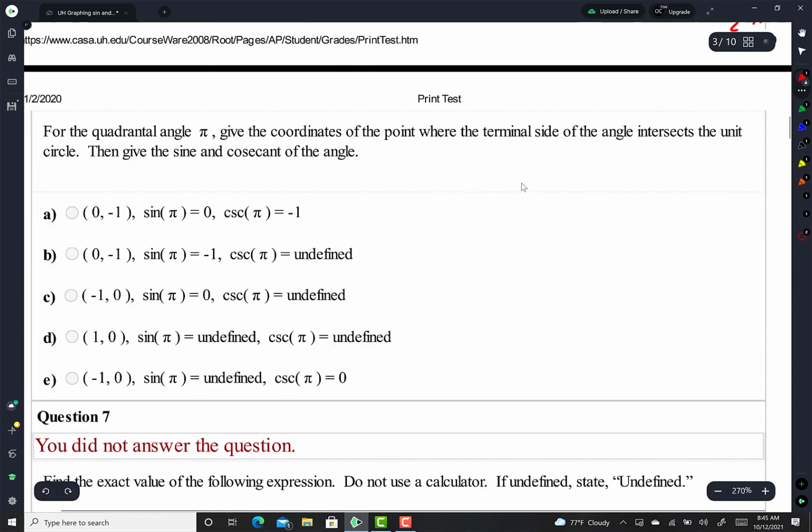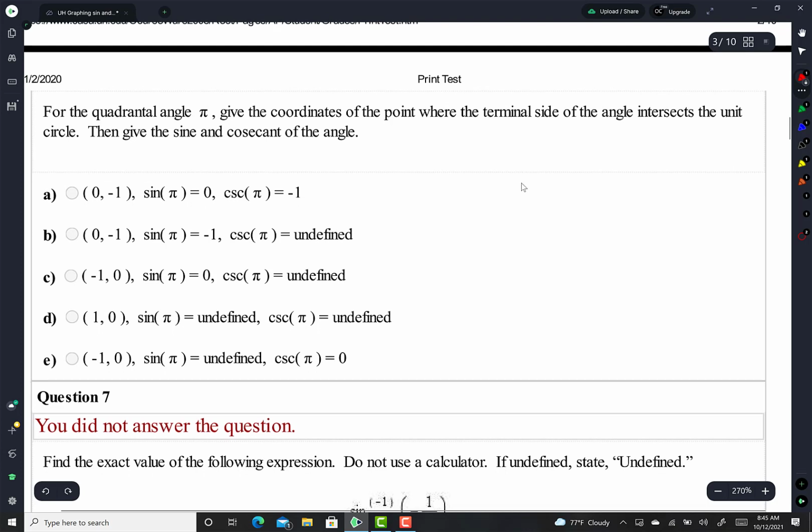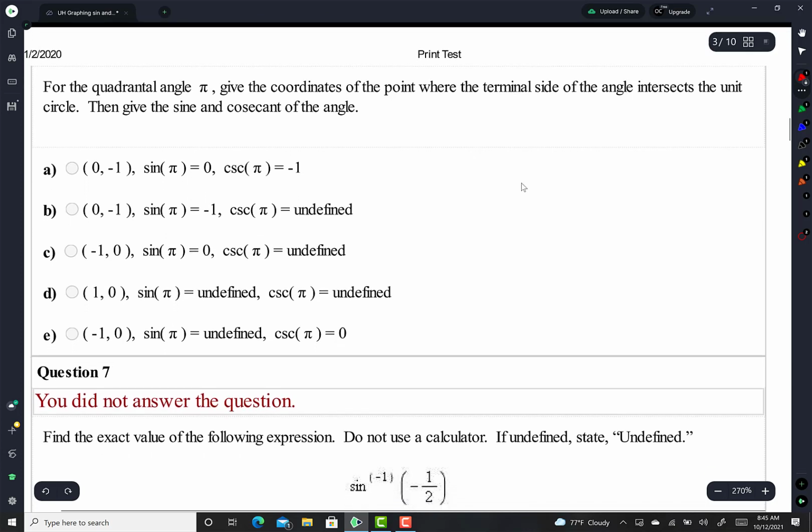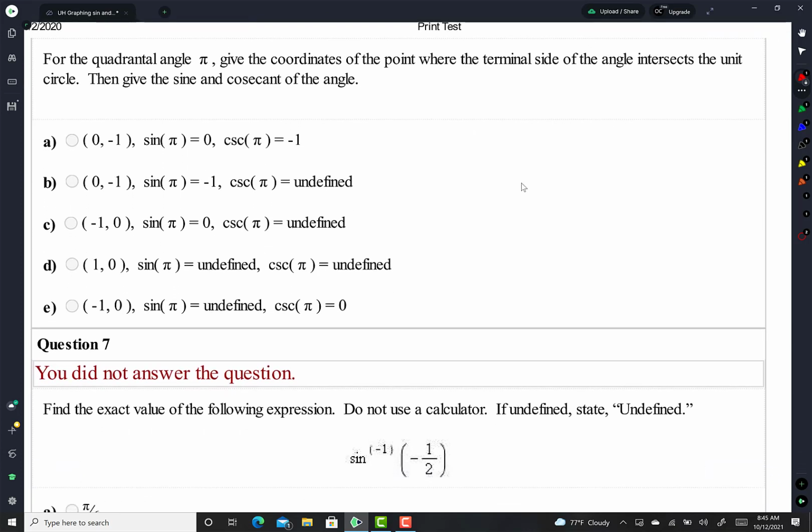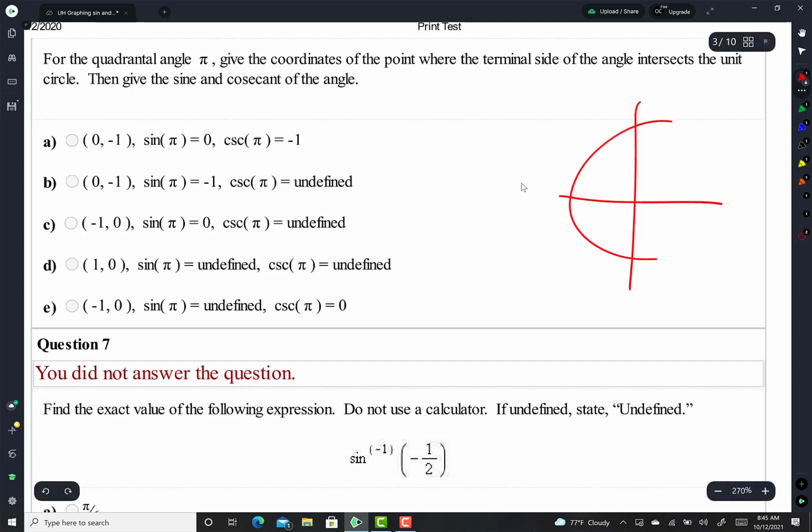Next question. For the quadrantal angle pi, this is one of those questions that I think they're just trying to trick you guys. Do you know where pi is at? Yeah, you're right here. Give the coordinates of the point where the terminal side of the angle intersects the unit circle. It's negative 1, 0.